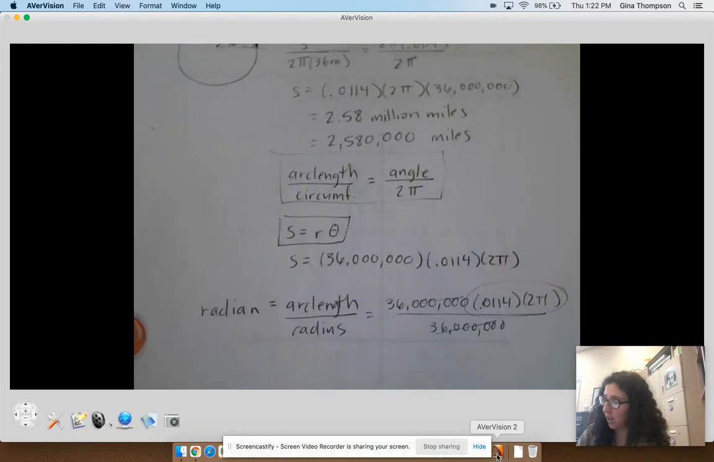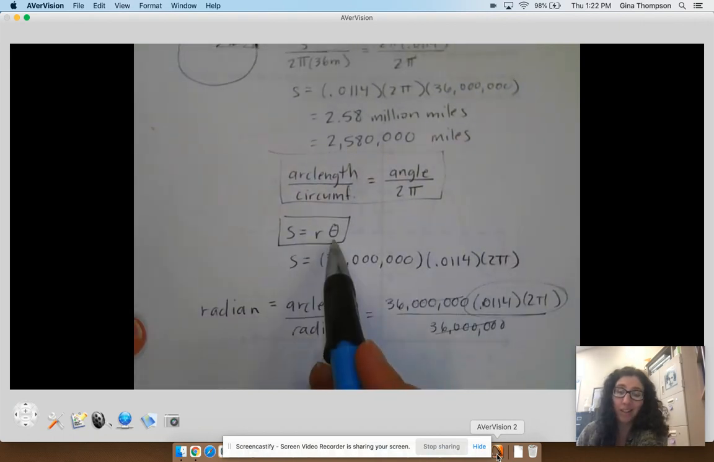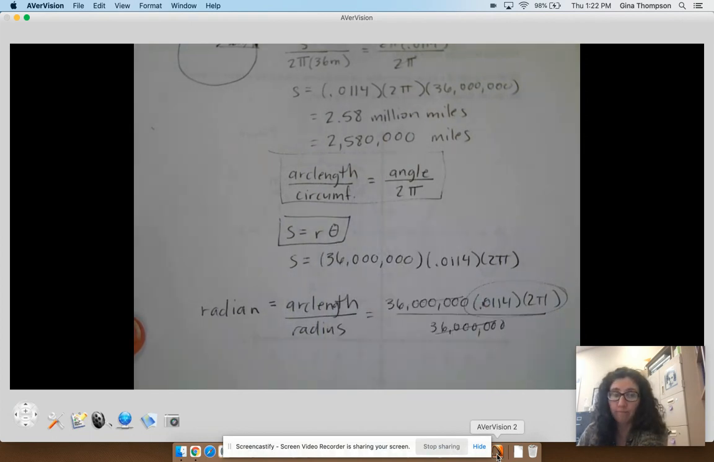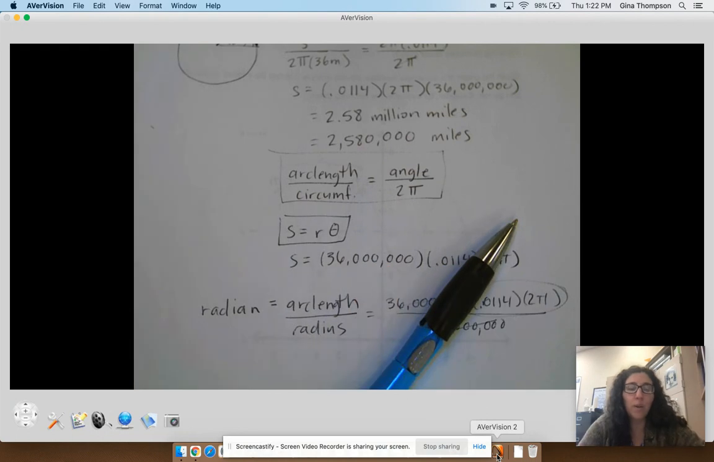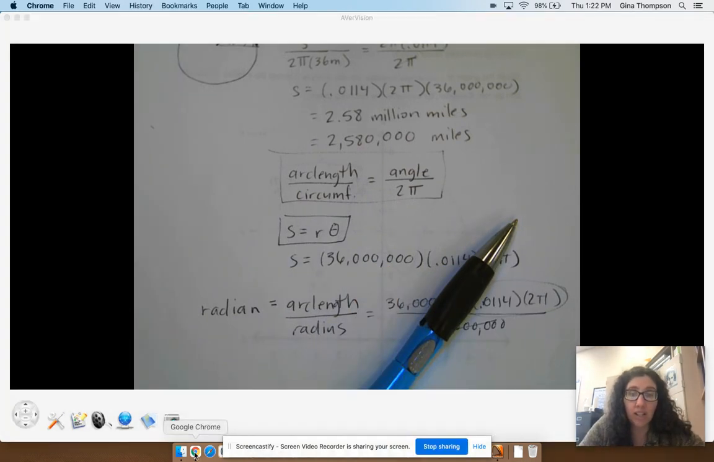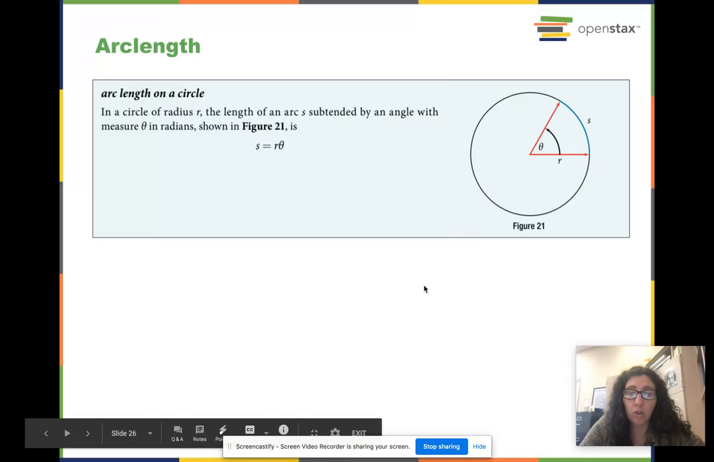If you need to find arc length, S equals R times theta. I mean, it's not like that's a hard equation, right? You can memorize that, or you can use ratios. Okay? All right. So now let's talk about the other thing, the area of a sector, which I feel like is a similar concept.